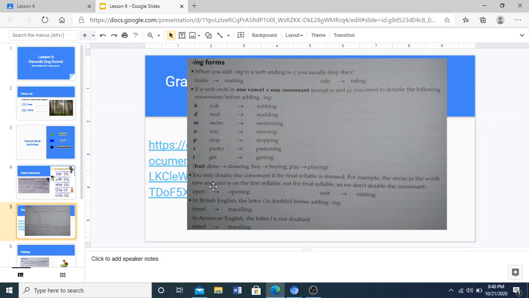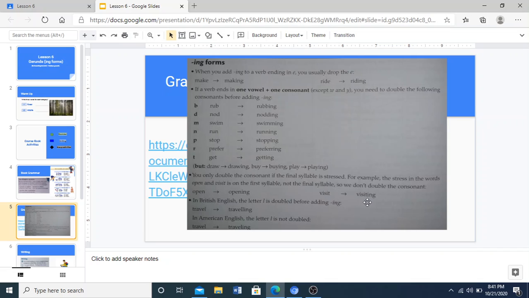Okay, you only double the consonant if the final syllable is stressed. For example, the stress in the words open and visit is on the first syllable, not the final syllable. So we don't double the consonant. Example, open gives you opening.